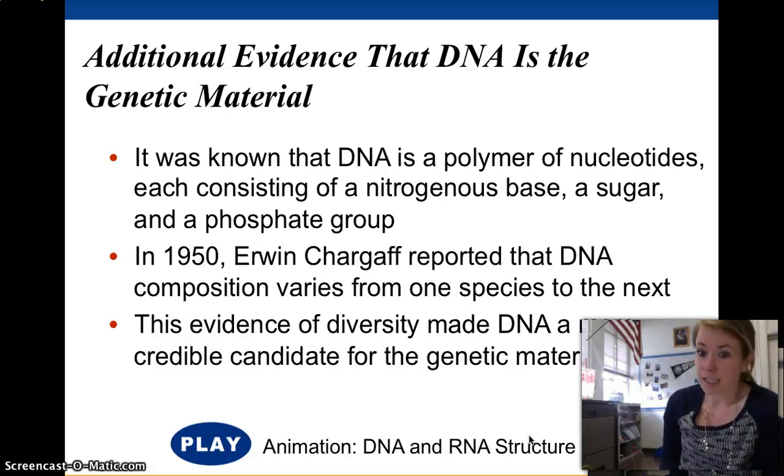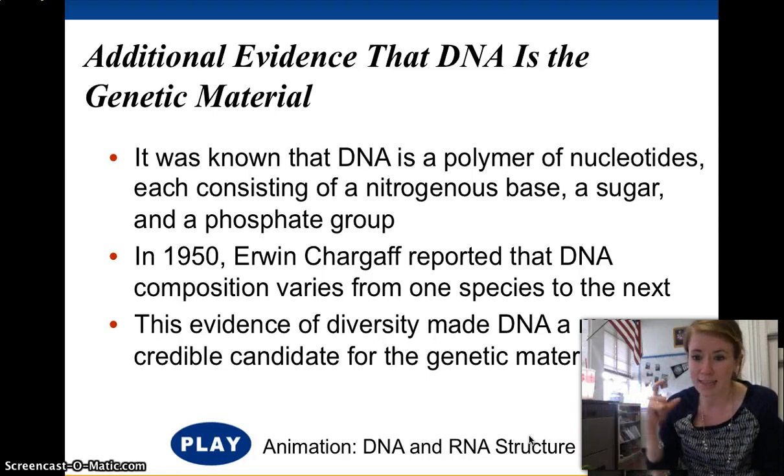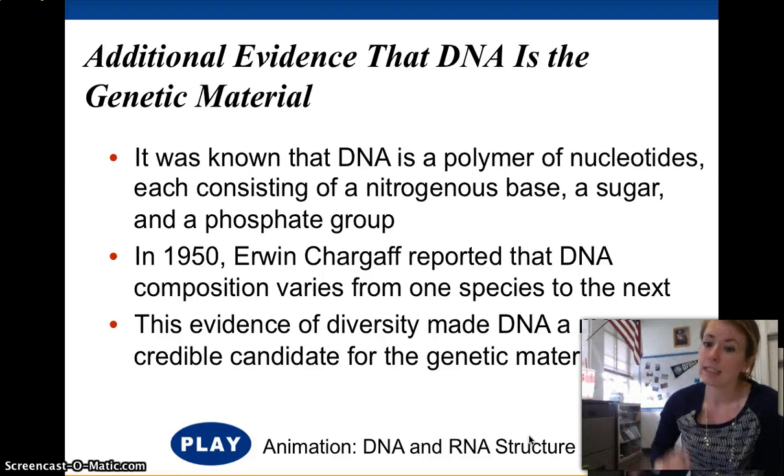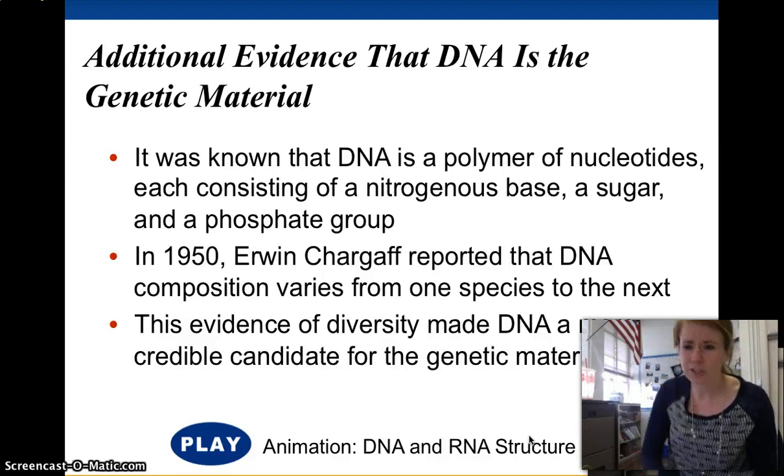Another experiment, and there are lots of experiments in this chapter, is by a man named Erwin Chargaff. It was already known that DNA was a polymer, meaning a large molecule made up of a lot of the same tiny repeating units, poly meaning many. They knew that the monomer was the nucleotide, made up of a base, that's A, G, C, or T, a sugar, ribose or deoxyribose, and a phosphate group. They knew that.